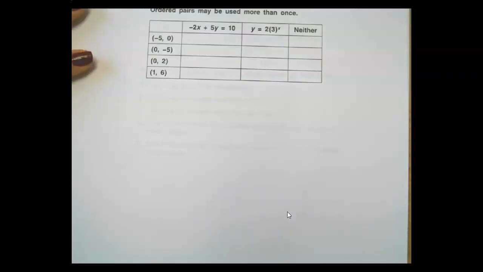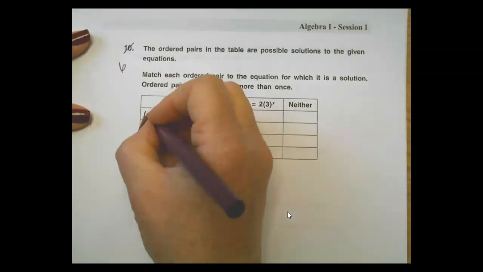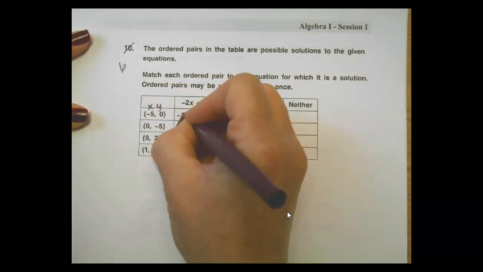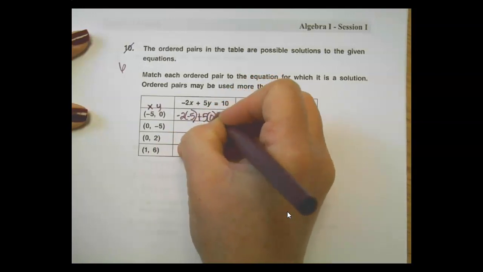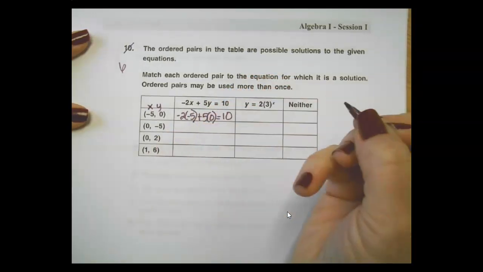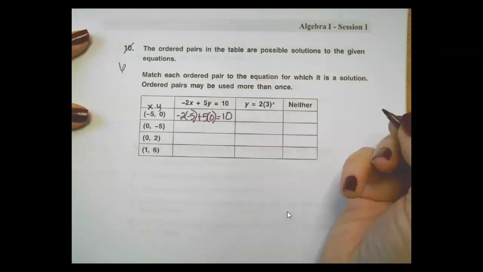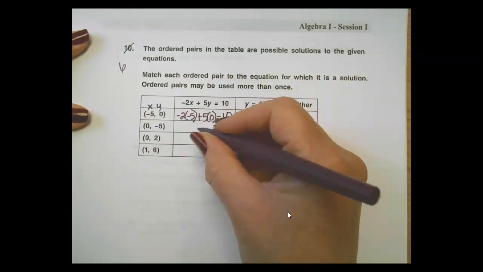Okay. Next. Oh, okay, these are x and y values. So you're just substituting these in. This is your x, this is your y. So you would say -2 times -5 plus 5 times 0. Does that equal 10? If it does, if it's true, you put an X there. If it's false, you leave it blank. So you're just substituting these values in to see if they're true.